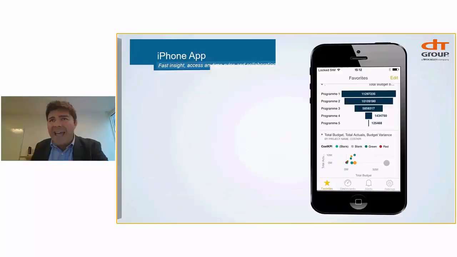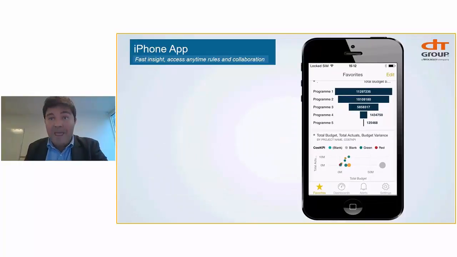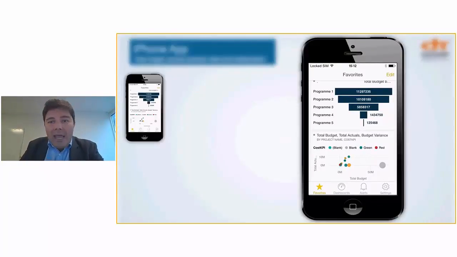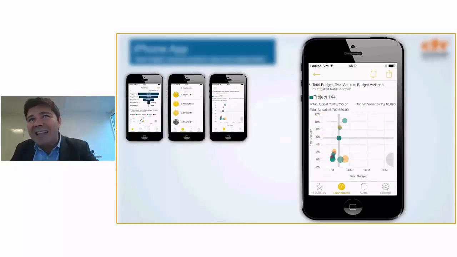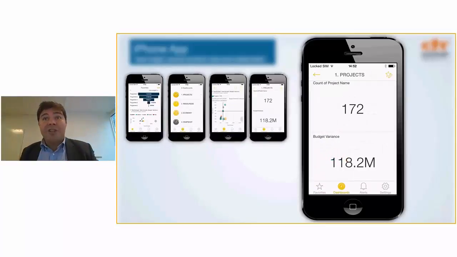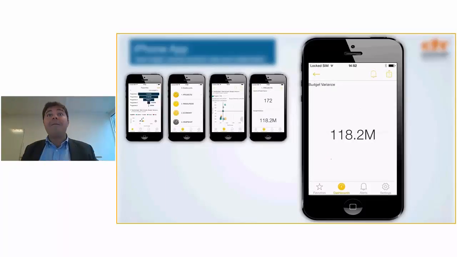Not only that, but if you go to your iPhone, in your hands, everywhere, you can see the same data. All dashboards available for you. You can navigate through reports, projects, resource economy, snapshot. You can highlight items. You can see the number of projects. You can see a variance of budget. Look at that. Alan, yeah.